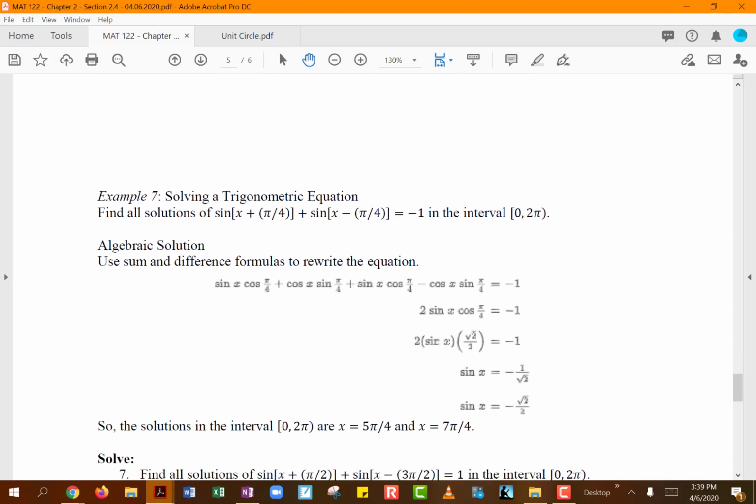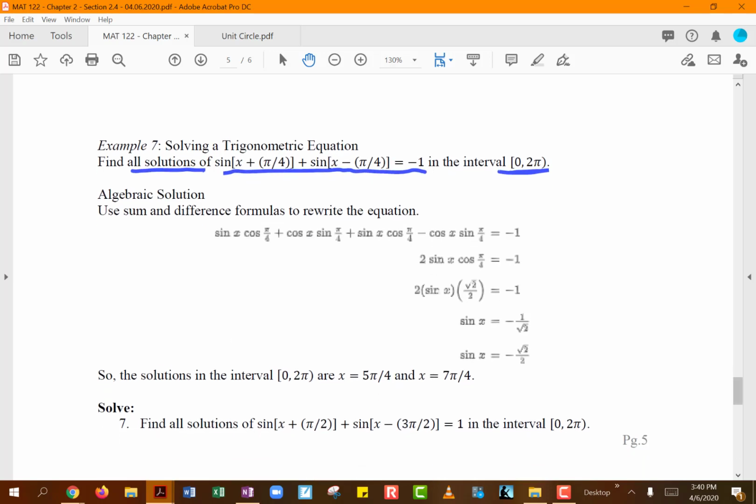Now, we're almost to the end of this handout. So now they are asking us to solve this trigonometric equation. They're asking us to find all the solutions for sine of x plus pi over 4 plus sine of x minus pi over 4 equals negative 1. And they want us to stay within the interval 0 to 2 pi, right? So what they have done is they have used the sine of u plus v and the sine of u minus v formulas here to help you break this down.